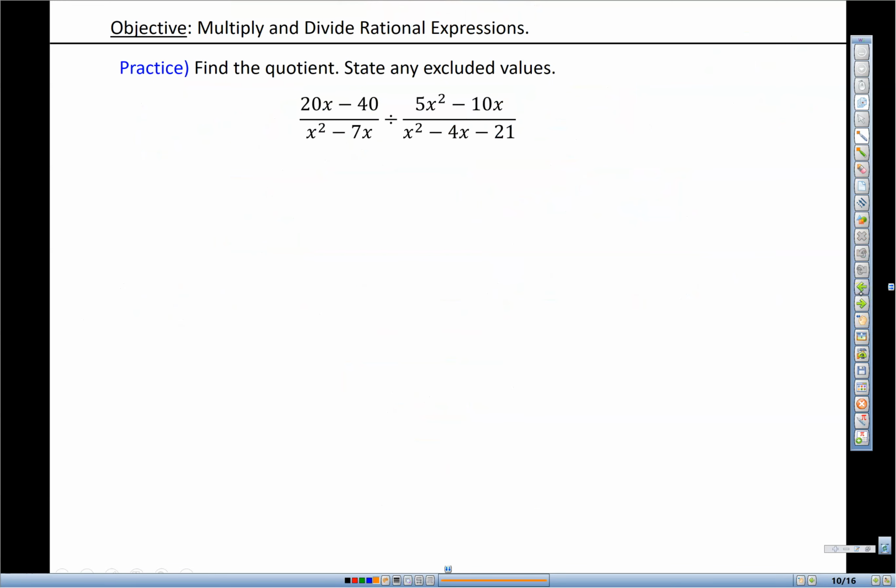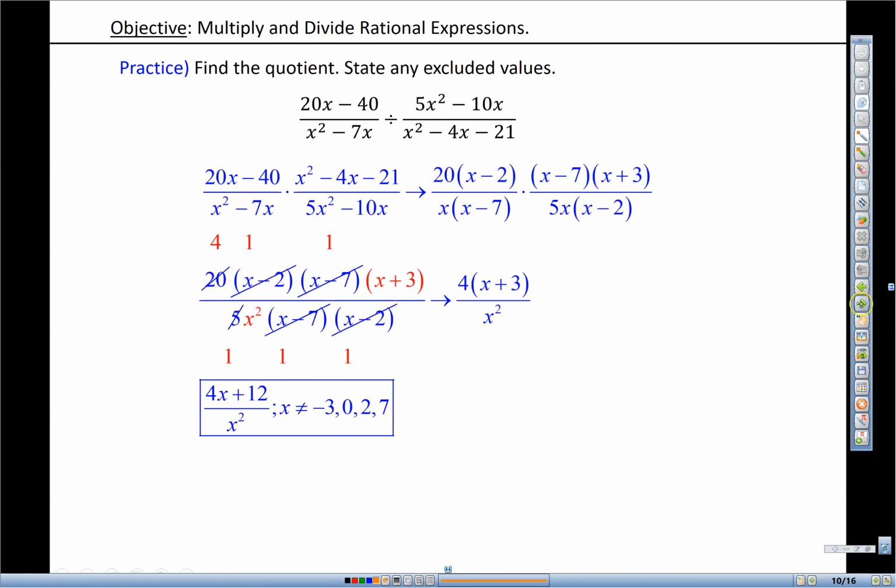Pause your video here. Give this one a try. Don't forget to do excluded values. Let's take a look at the result now. All right, so down here, hopefully you came up with 4x plus 12 over x squared and those excluded values. If not, take a look at the work and try your best to find your error spots.